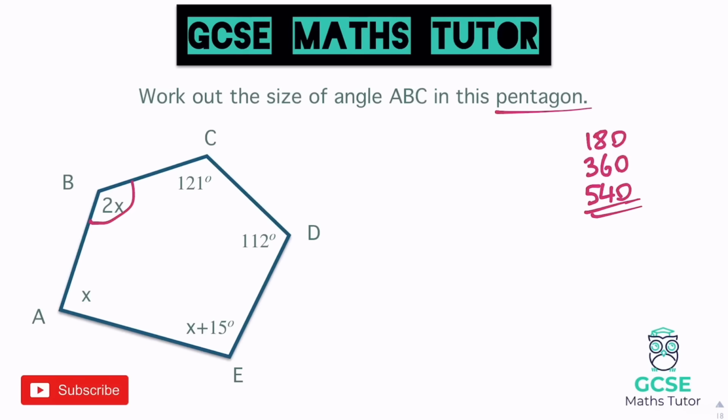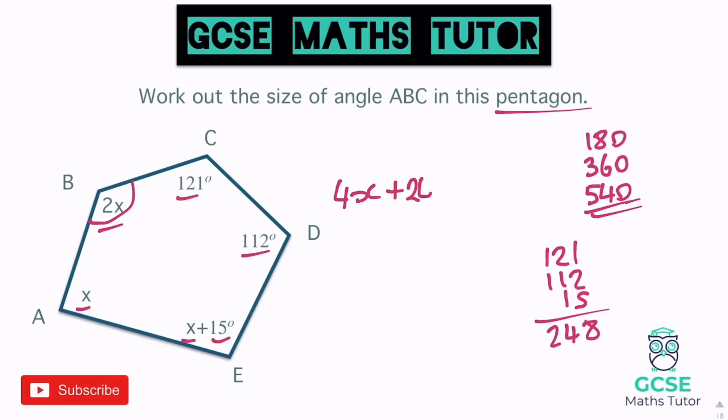So 540 degrees is what these all add up to. Now if we add them all up, again, like we did before, we've got 2x, plus another one is 3x, plus another one is 4x. So we have 4x's, plus all these numbers. So we have 121, 112, and 15. And if we add those all up, 121, 112, and 15, we get 248.